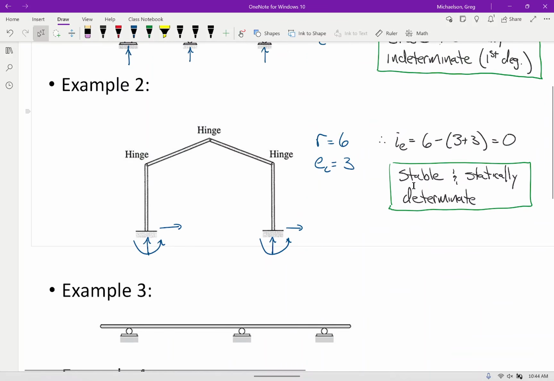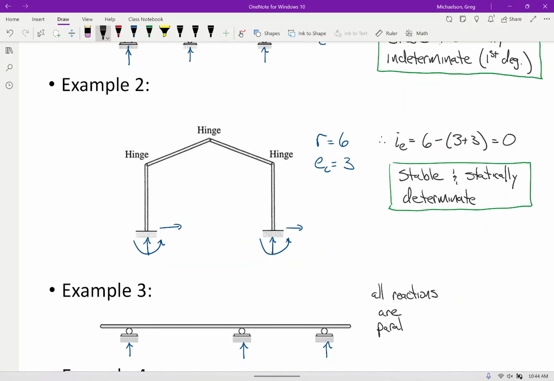All right. So, how about example 3? Somebody tell me what's going on with example 3. It's unstable. Why do you say it is unstable, sir? All 3 reaction forces are parallel. There we go. So if I identify those reactions 1, 2, 3, what I can say is all reactions are parallel, therefore unstable.